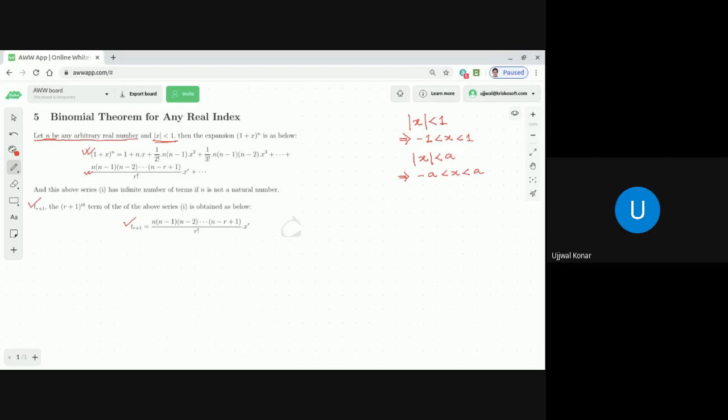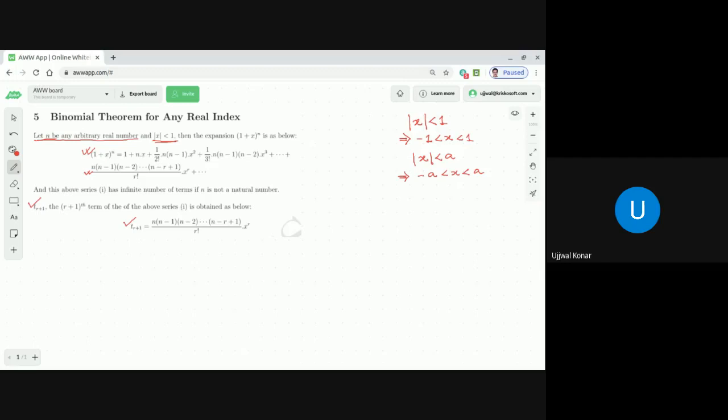Now here is one important point, why it is important from a physics perspective as well. Dear students, you will find in several physics numericals and theoretical discussions that you need to expand (1 plus x) power n where n is a real number and x is less than 1.